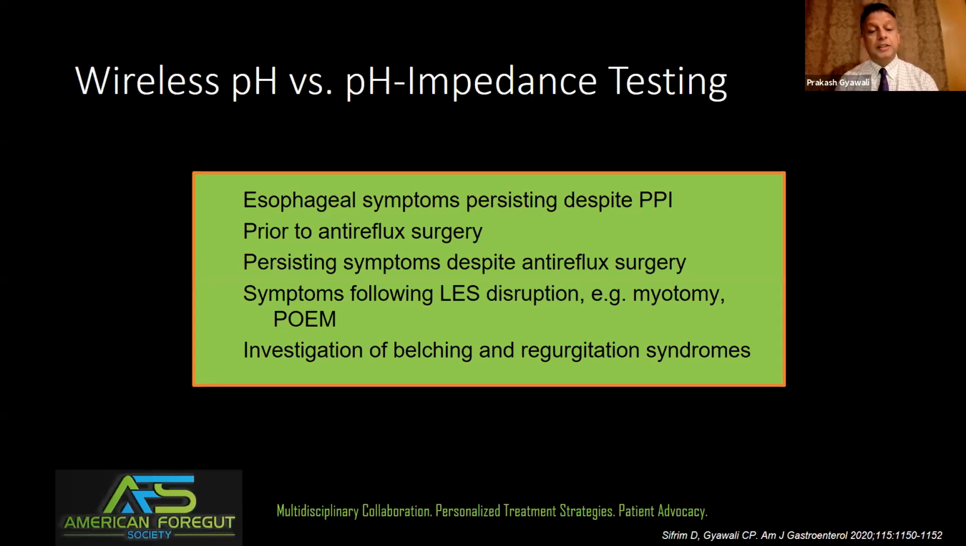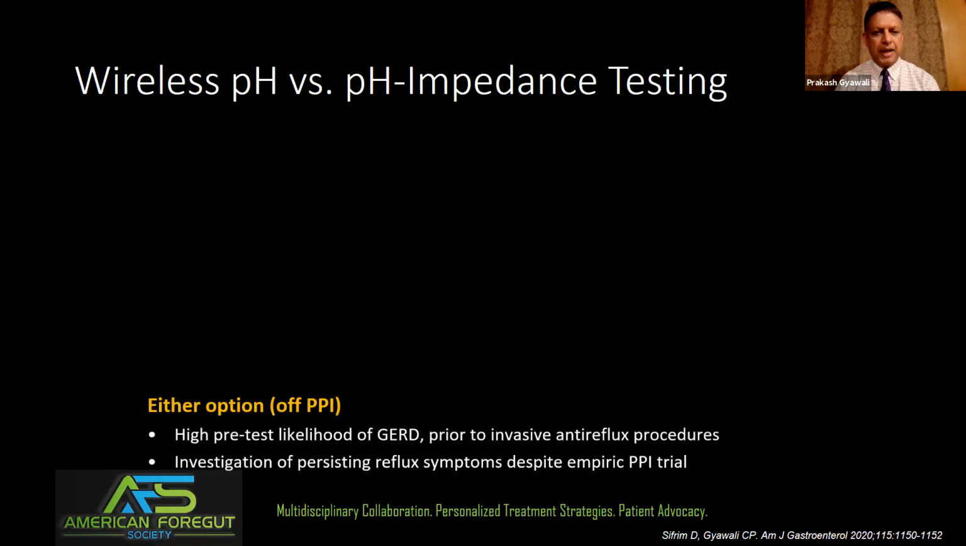So here are the indications for reflux monitoring. So persisting symptoms, so you have somebody with unproven GERD and you want to look for evidence of GERD. So prior to invasive procedures, persisting symptoms despite invasive procedures, symptoms following treatments that are typically associated with reflux, and an investigation of some of these atypical syndromes, belching and regurgitation syndromes. Chrissy has talked about the value of one versus the other, but you can use either option, wireless pH or pH impedance, in high pretest likelihood of GERD, because sometimes you do these tests based on the convenience factor.